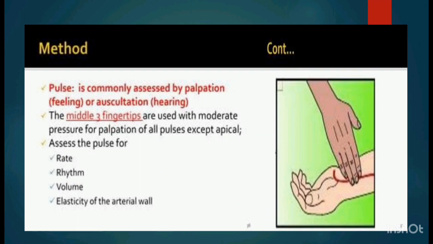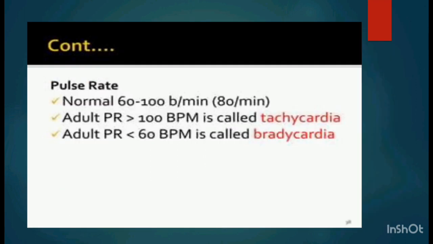Now we will see the method of taking pulse. It is commonly done by palpation or feeling, or by auscultation, by hearing. The middle 3 fingertips are used with moderate pressure for palpation of all pulses except the apical pulse. Assess the pulse for rate, rhythm, volume, and elasticity of the arterial wall. Normal pulse rate is between 60 to 100 beats per minute, or exactly 60 to 80 beats per minute.